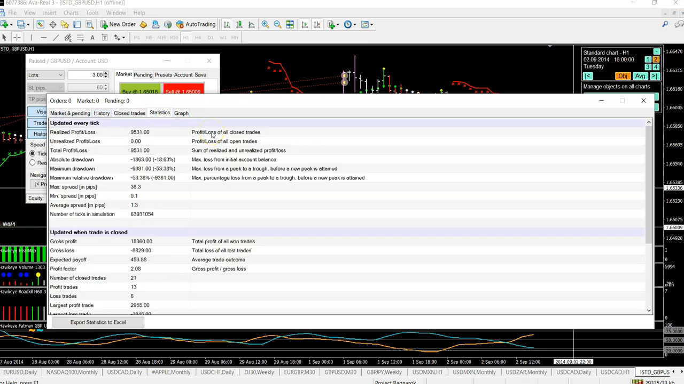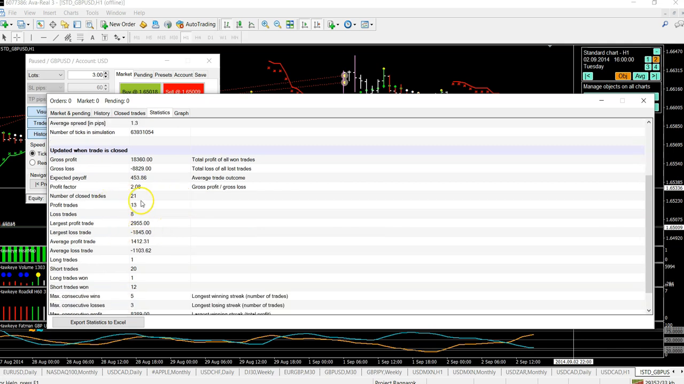Statistics. Here are the statistics. Absolute drawdown, I calculated at 30%. We're looking at 18.63%. Max drawdown currently 53%. Now this 53% is after the account is up about 70%. Keep that in mind. Average spread 1 to 1.3.